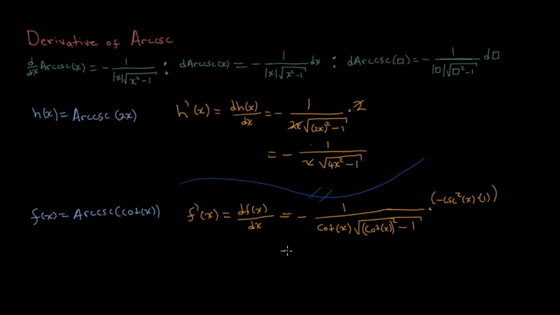And of course, what we can do is simplify this. So as you can see here, the two negatives cancel out. So in the numerator, we're just going to have cosecant squared x divided by cotangent x times the square root of cotangent squared x minus 1. And that would be the final answer here.